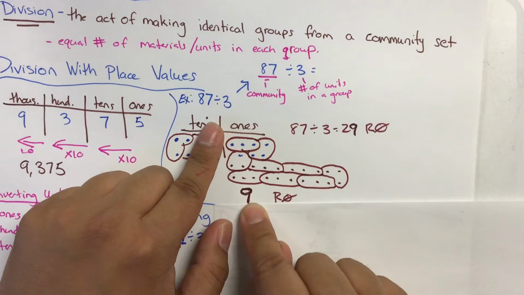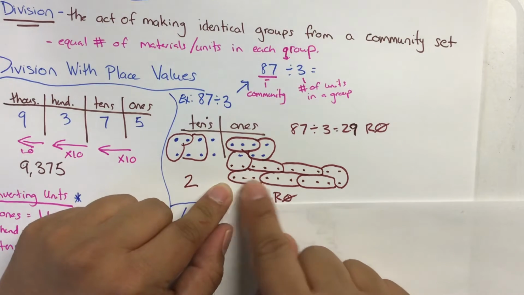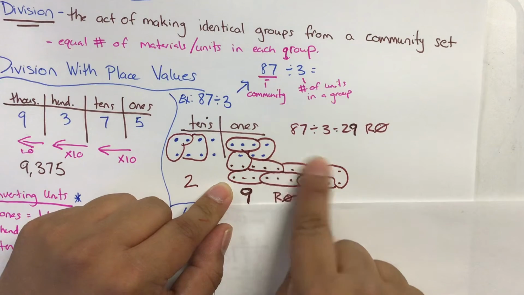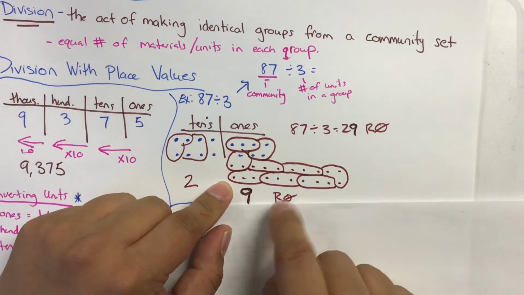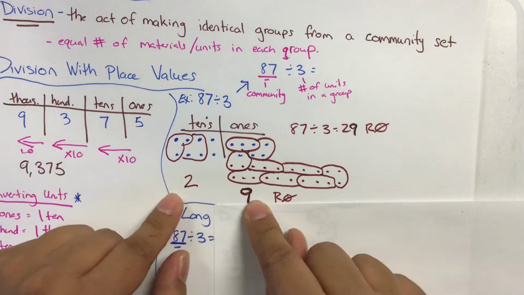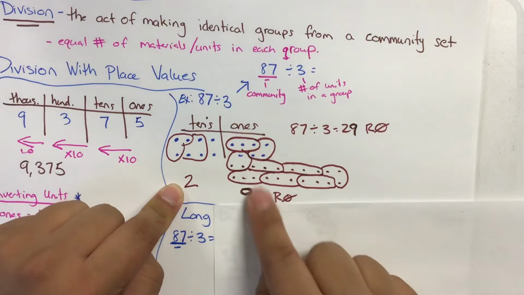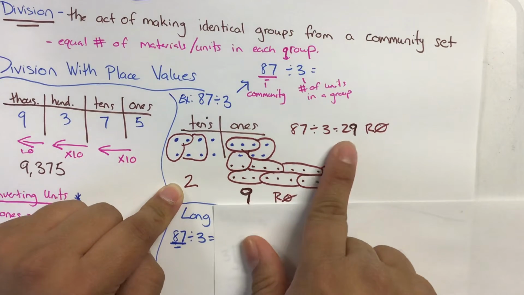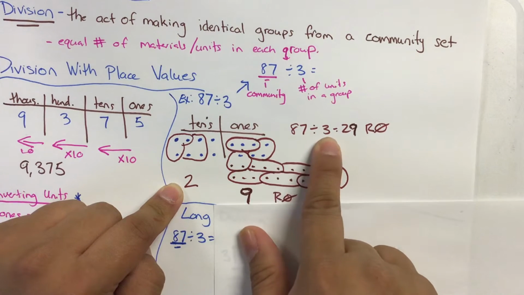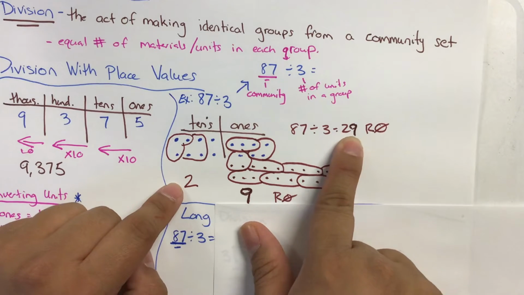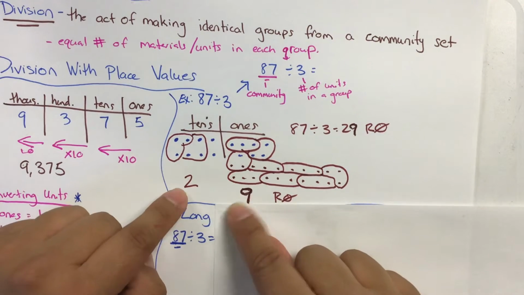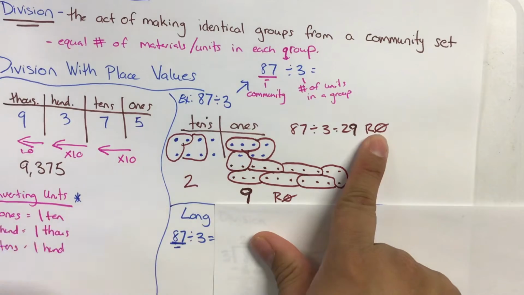sets. So I had 9 down here, and I noticed there are no dots remaining outside here. So that means I have a remainder of 0. So based on my numbers, my answer is going to have 2 tens and 9 ones. My answer for 87 divided by 3 would be 29 based on my numbers here with a remainder of 0.